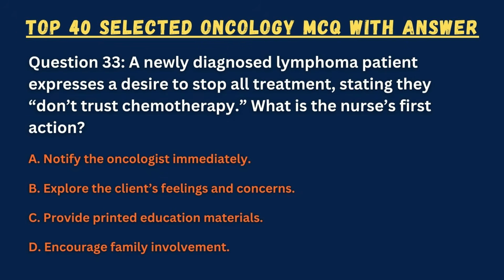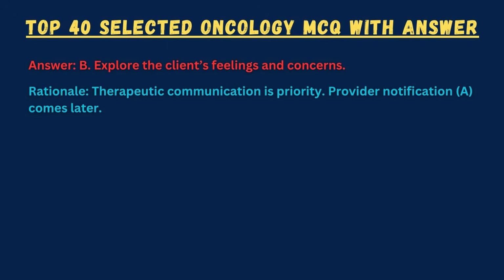Question 33. A newly diagnosed lymphoma patient expresses a desire to stop all treatment, stating they don't trust chemotherapy. What is the nurse's first action? A. Notify the oncologist immediately. B. Explore the client's feelings and concerns. C. Provide printed education materials. D. Encourage family involvement. Answer. B. Explore the client's feelings and concerns. Rationale. Therapeutic communication is priority. Provider notification, A, comes later.